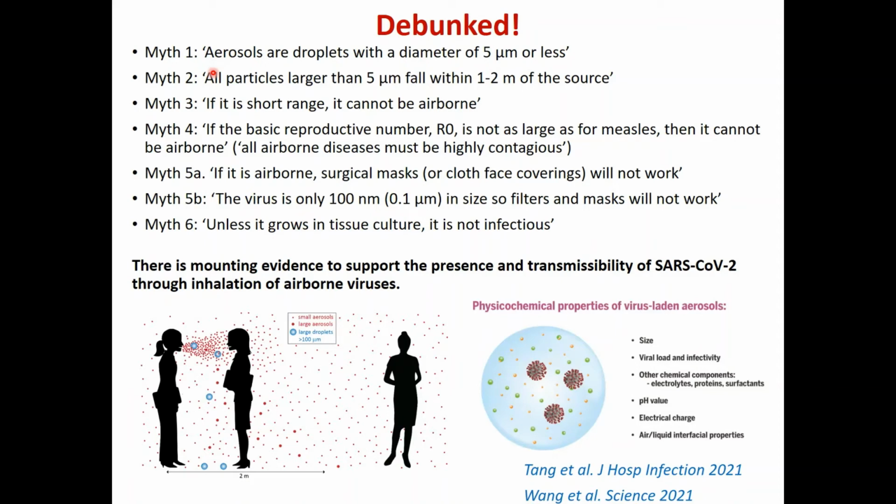And then myth 6: unless it grows in tissue culture, it's not infectious. Again, totally wrong. Actually, specifically in COVID-19, it's extremely difficult to get it cultured on a petri dish or anywhere else. No, it's not a fungus, but viruses are difficult to culture, and they can be very infectious. So there is mounting evidence to support that COVID-19 can be transferred through inhalation and the airborne mode.